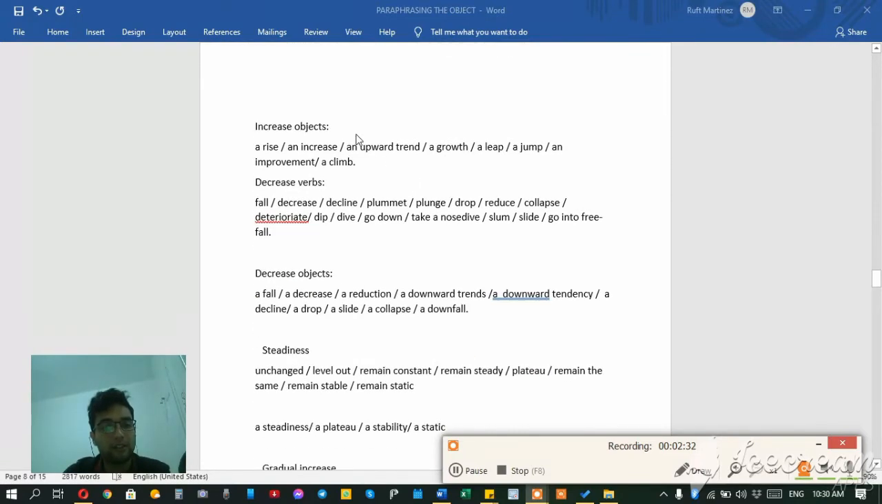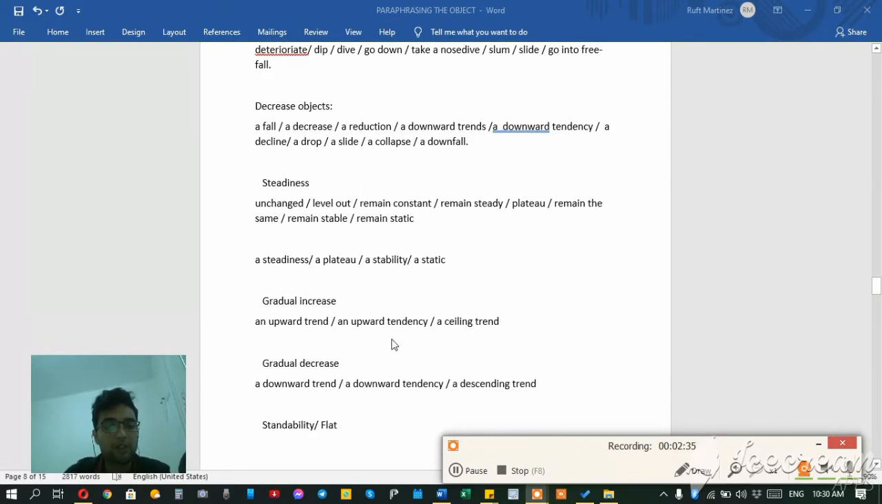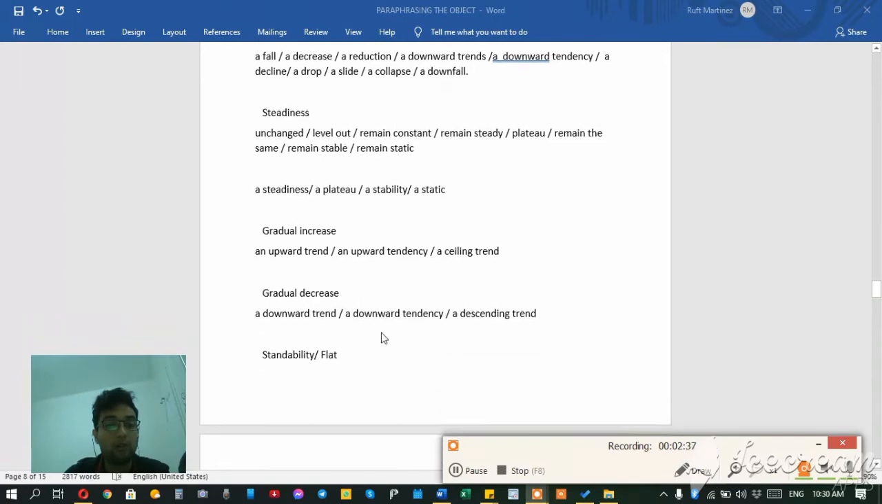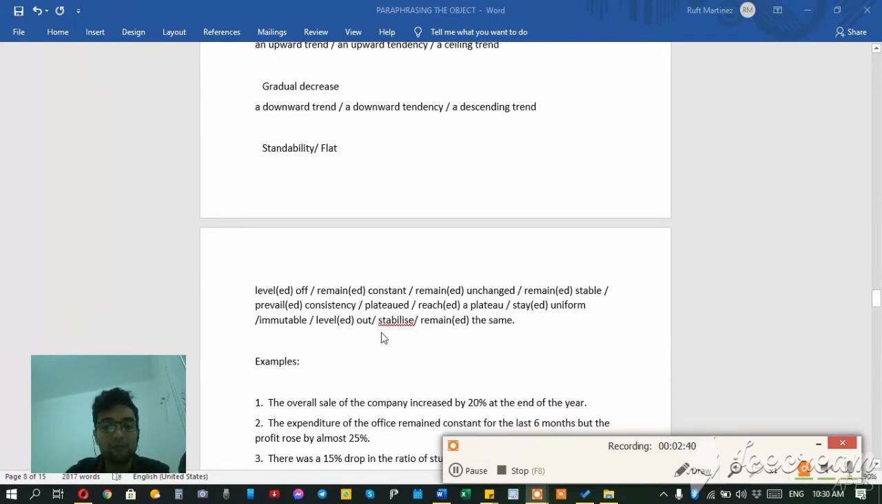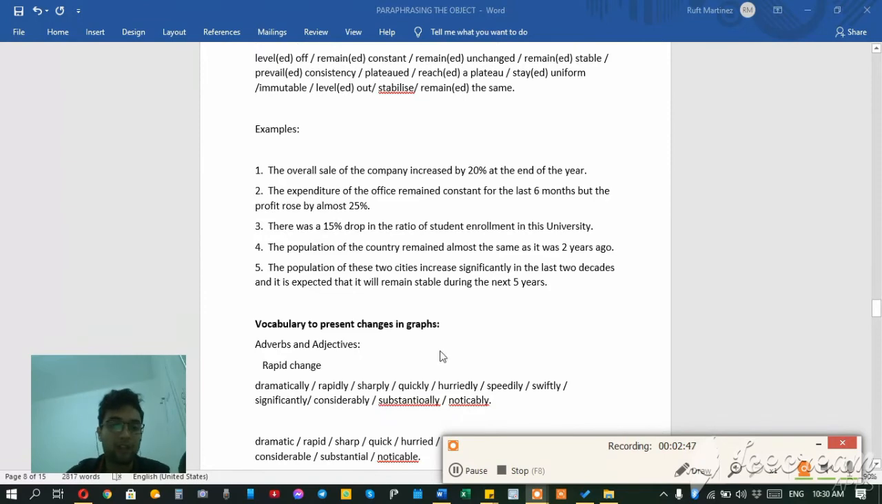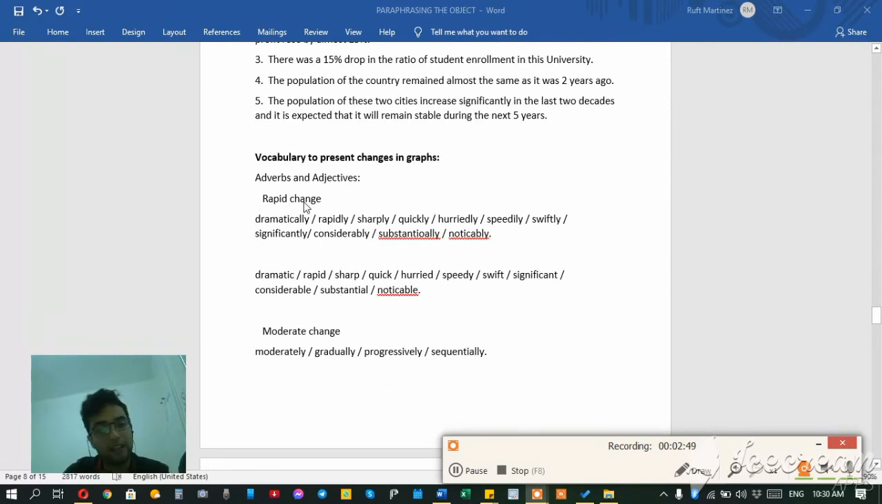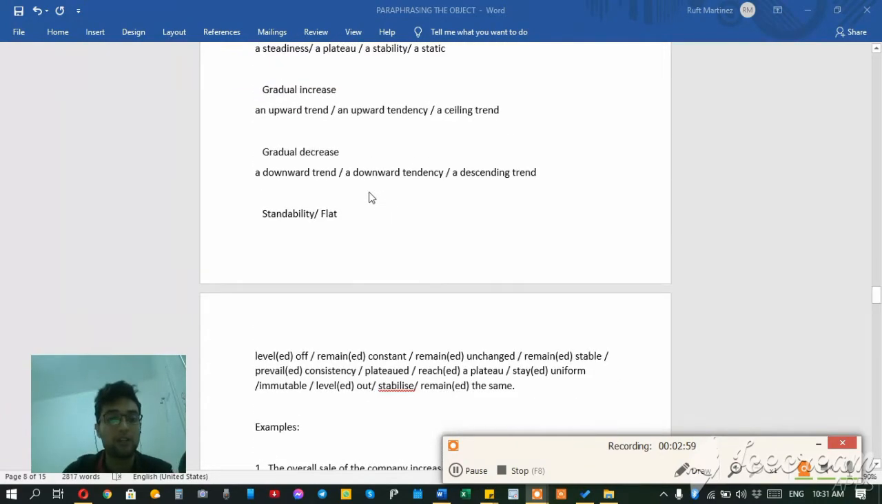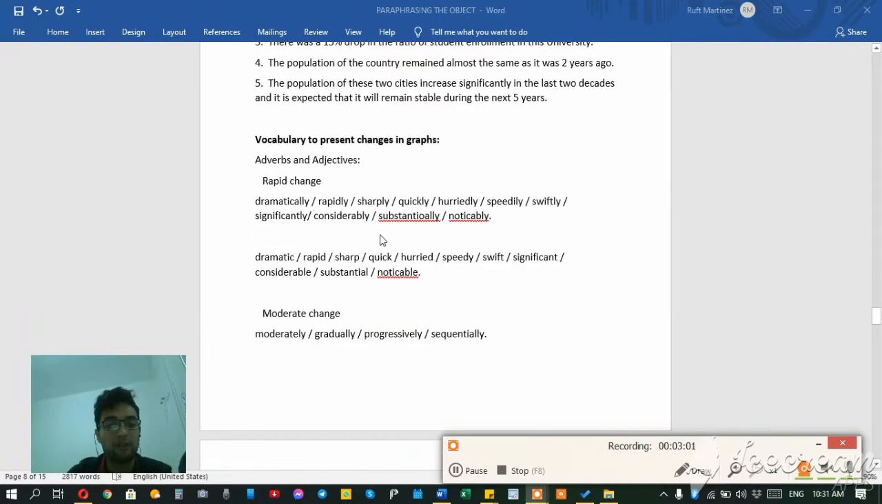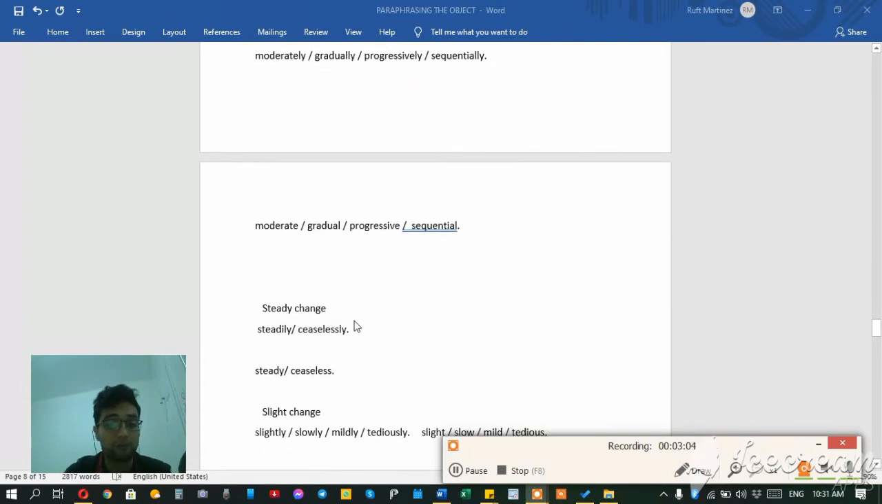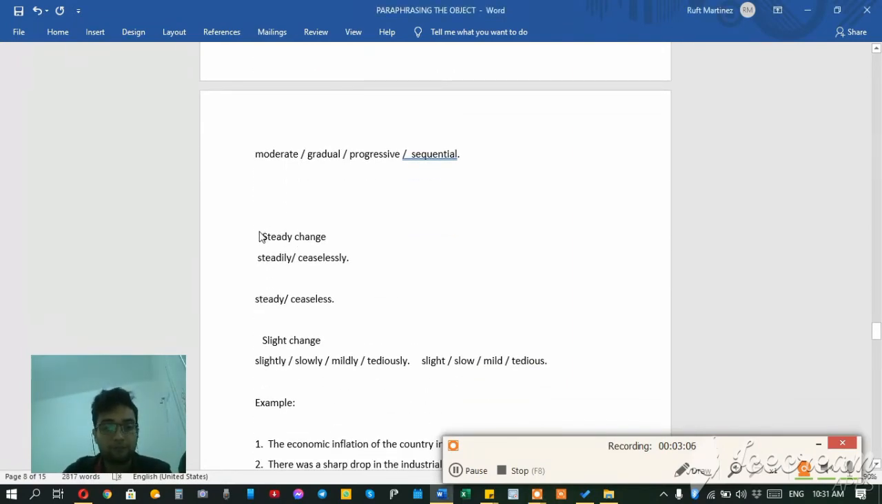Okay, and there are increase objects, decrease verbs, decrease objects, steadiness. Learn all of them from now on, since we're going to use them in the line graph. Also, we'll learn them in the line graph in detail. Here we have some other examples. And here we have some vocabulary for graphs, rapid change or moderate change. Here we have verbs and objects. Here we have adverbs and adjectives. You can also use them.